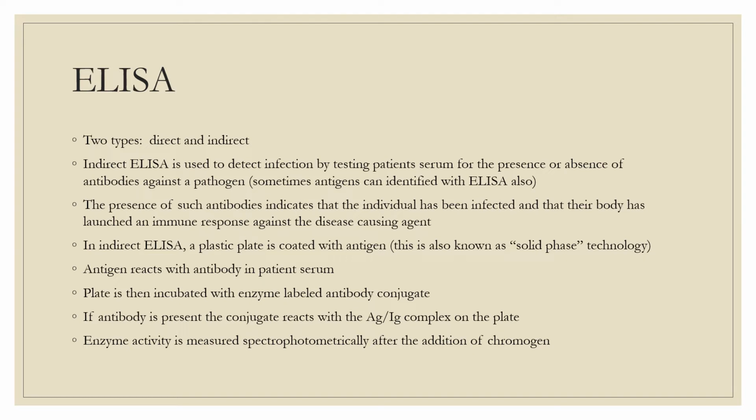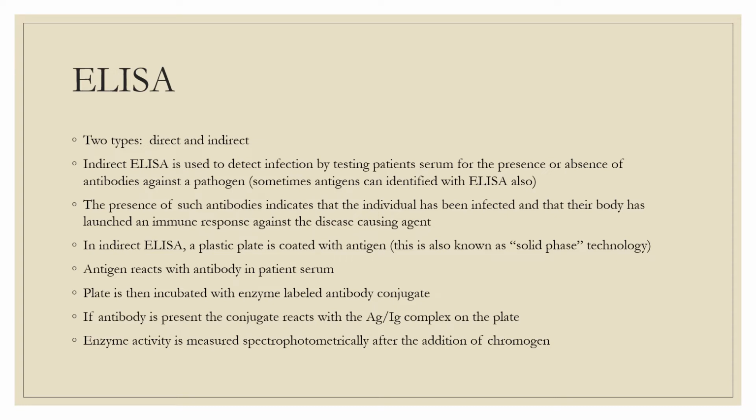Indirect ELISA is used to detect infection by testing patient's serum for the presence or absence of antibodies against a pathogen. So in other words, if our patient's antibody titer goes up, if it's very high, they probably have an acute infection due to that particular pathogen. In an indirect ELISA, a plastic plate is covered with antigen. This is also known as solid phase technology, and the antigen reacts with the antibody in patient's serum.